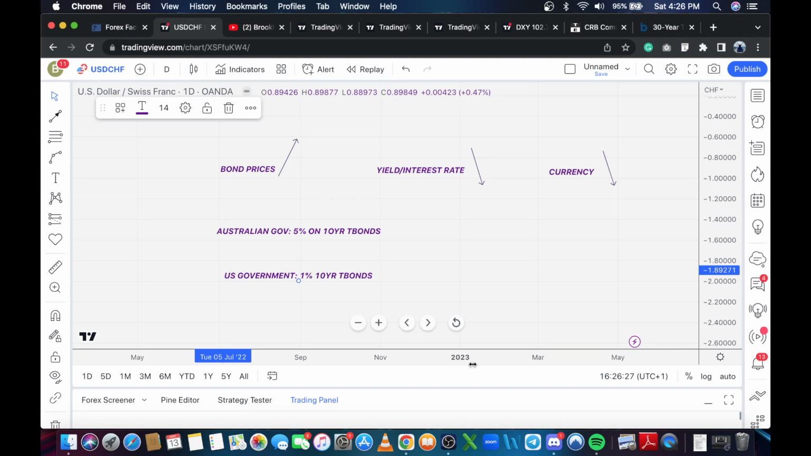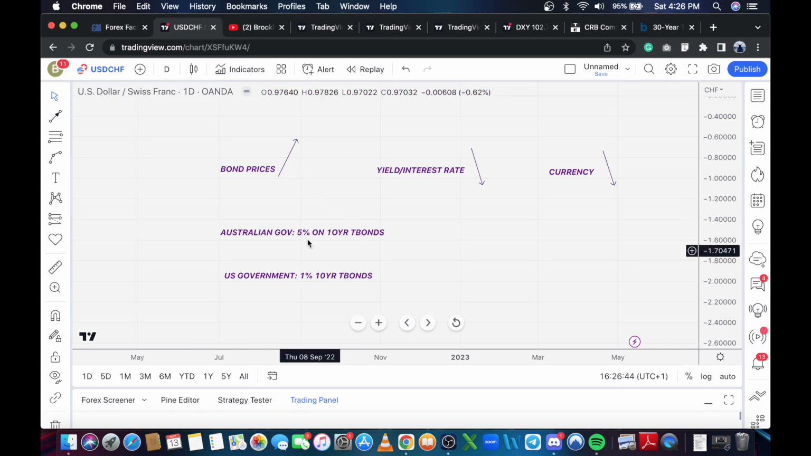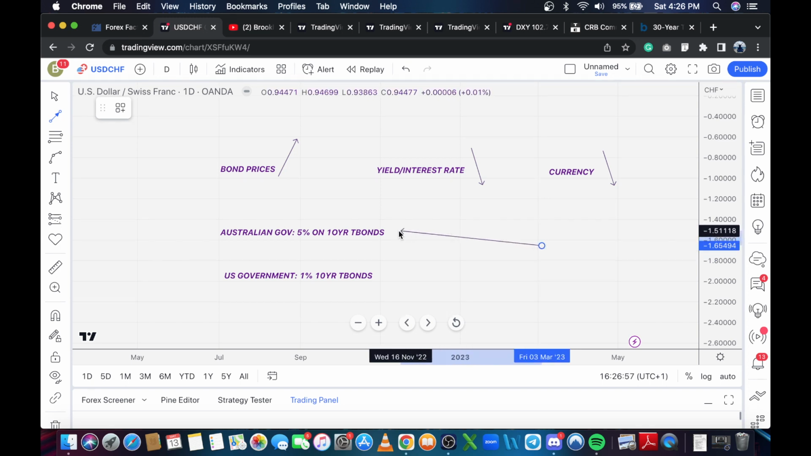You're guaranteed your 5% because it's coming from the Australian government. You're also guaranteed your 1% because it's coming from the United States government. So whose bonds would you be purchasing? Obviously, you're going to be purchasing that of the Australian government because they have a higher rate on their treasuries. Okay? And the US government has a lower rate on their treasuries.